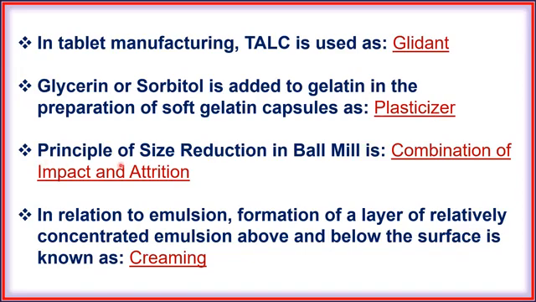Next, the principle of size reduction in a ball mill is a combination of impact and attrition. Next, in relation to emulsion, formation of a layer of relatively concentrated emulsion above and below the surface is known as creaming.